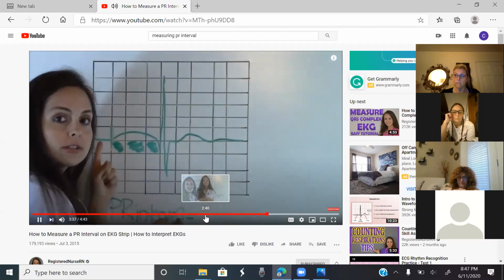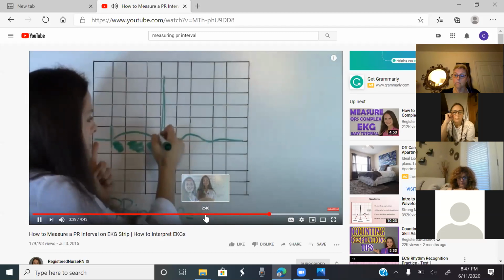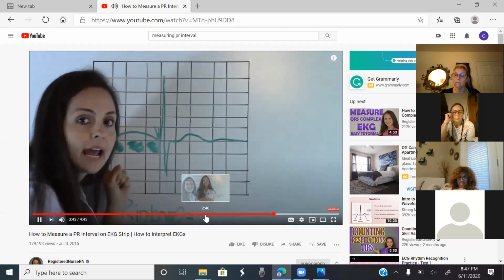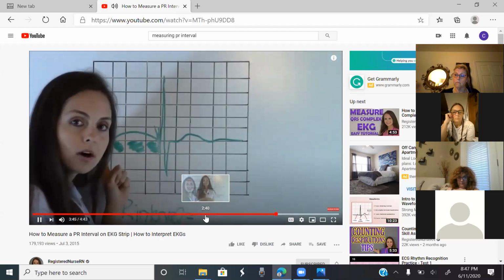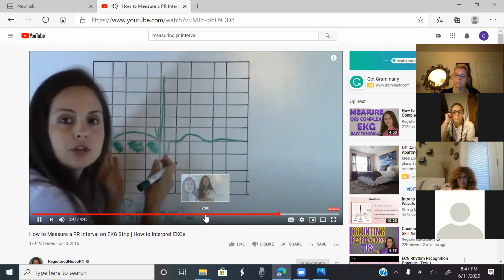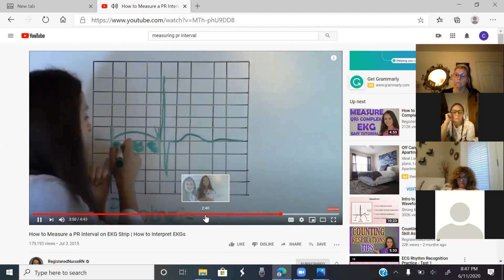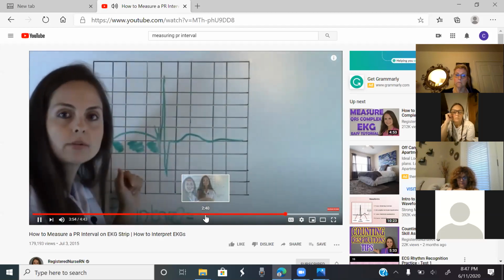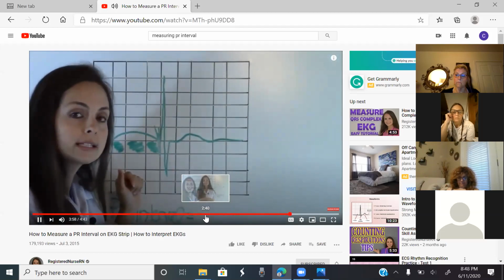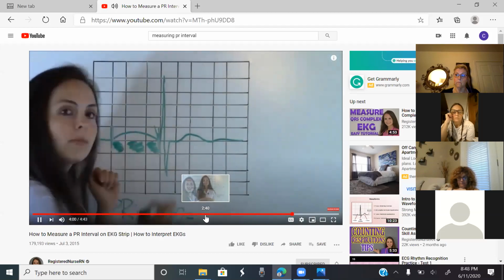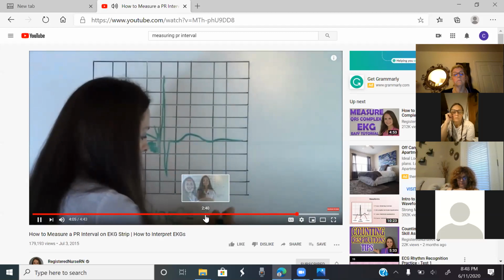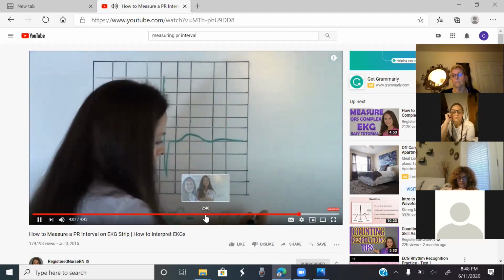So what we're going to do is mark the beginning of the QRS, which is right here. Now, all we have to do is count how many boxes are in between those two measurements. And we have 1, 2, 3. Remember, each box represents 0.04 seconds. So 0.04 times 3, because there's 3 boxes, equals a PR interval of 0.12 seconds.